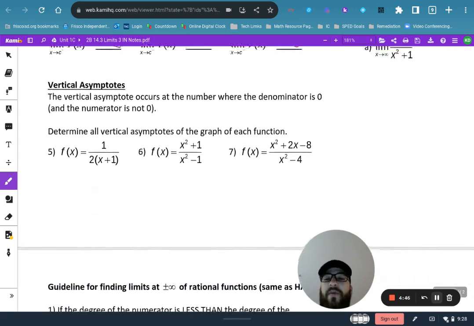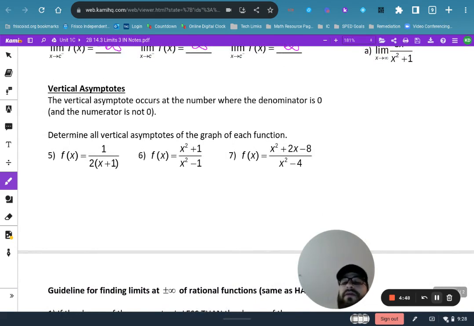So let's have a little bit more practice finding vertical asymptotes. So vertical asymptotes, as we remember, occur at the number where the denominator is 0. So we set those factors in the denominator equal to 0. We want to determine all vertical asymptotes of the graph for each of these functions. So we have 1 over 2 times x plus 1. First thing we want to do is set any factors in the bottom equal to 0. We have that 2, but it doesn't have an x, so we're not going to do anything with it. So we're just going to set that x plus 1 equal to 0.